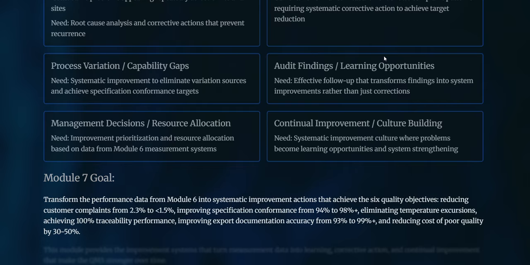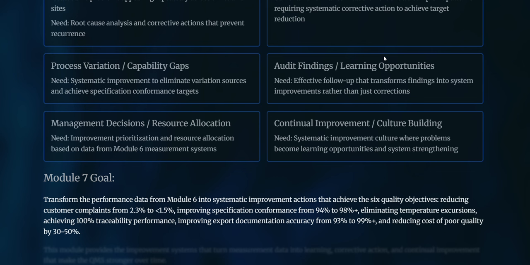Our goal with Module 7 is to transform the performance data from Module 6 into systematic improvement actions that achieve the 6 quality objectives that we have identified through previous modules, including reducing customers' complaints from 2.3% to less than 1.5% of shipments.